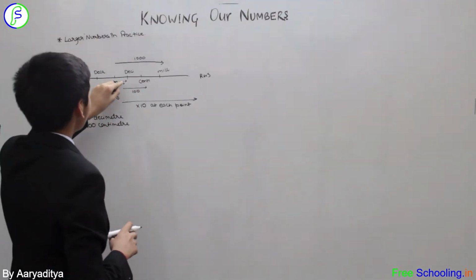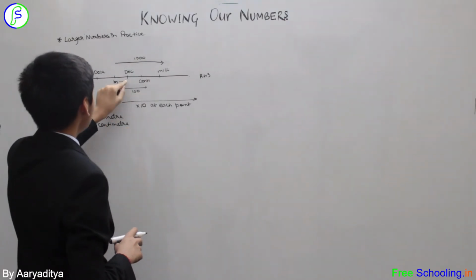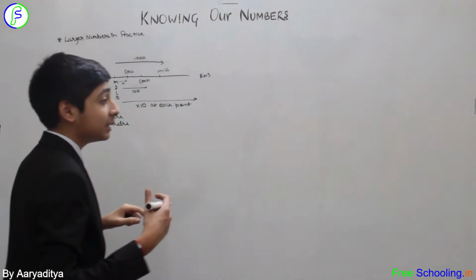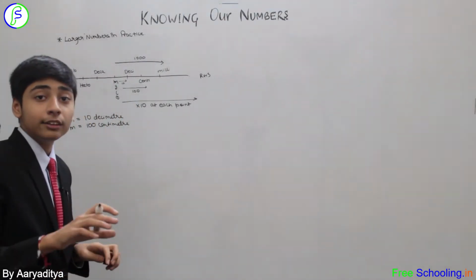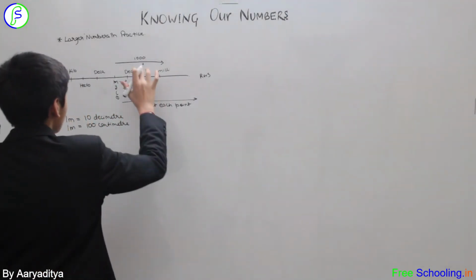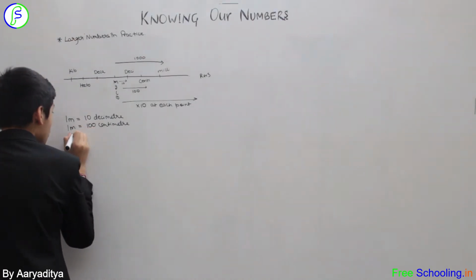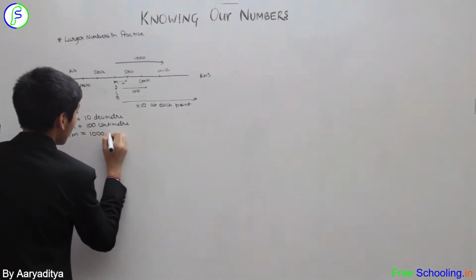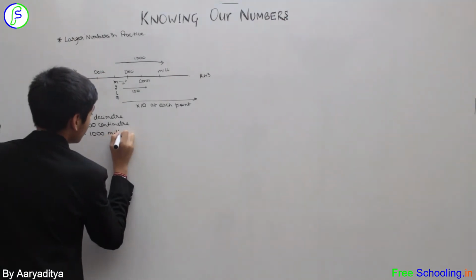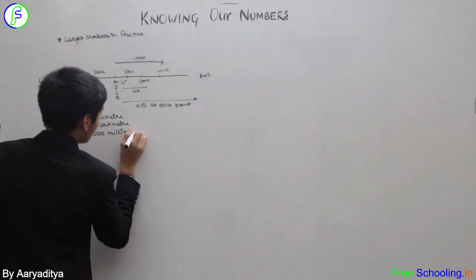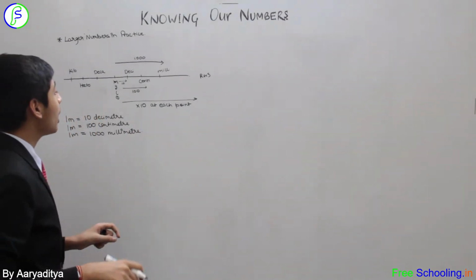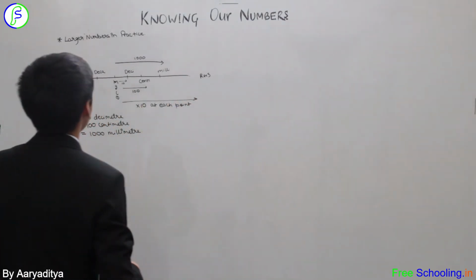Okay, now let's come on to milli. So meter goes from deci multiplied by 10, then to centi, again multiplied by 10, and at last it reaches milli, then again multiplied by 10. So 10 into 10 into 10 is equal to 1000, which is right up here. So 1 meter is equal to 1000 millimeter.